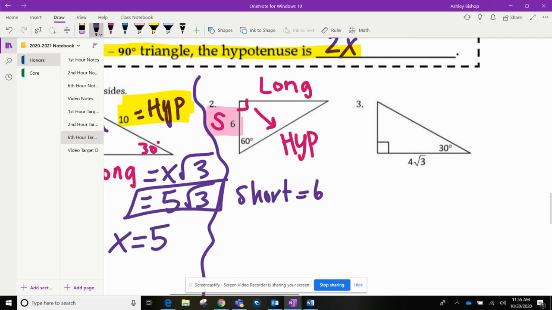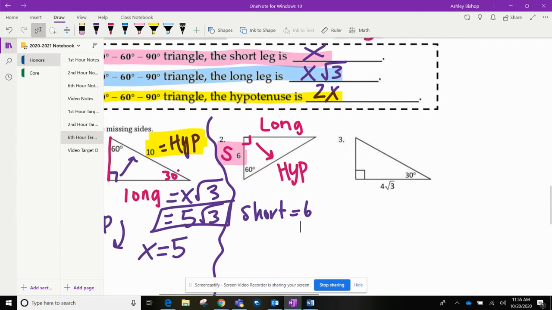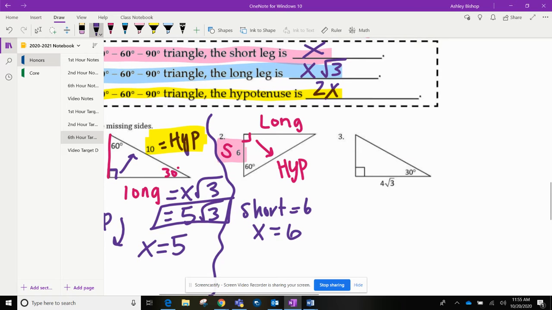So now you're going to go back to my rules up here, and replace the word short with the rule for short side. So in a 30, 60, 90 triangle, the short leg is equal to X. So I'm going to replace the word short with the X because that's the rule. And so I know that X is equal to 6. All of my work has been done for me. I need to solve for X in order to find my missing sides.